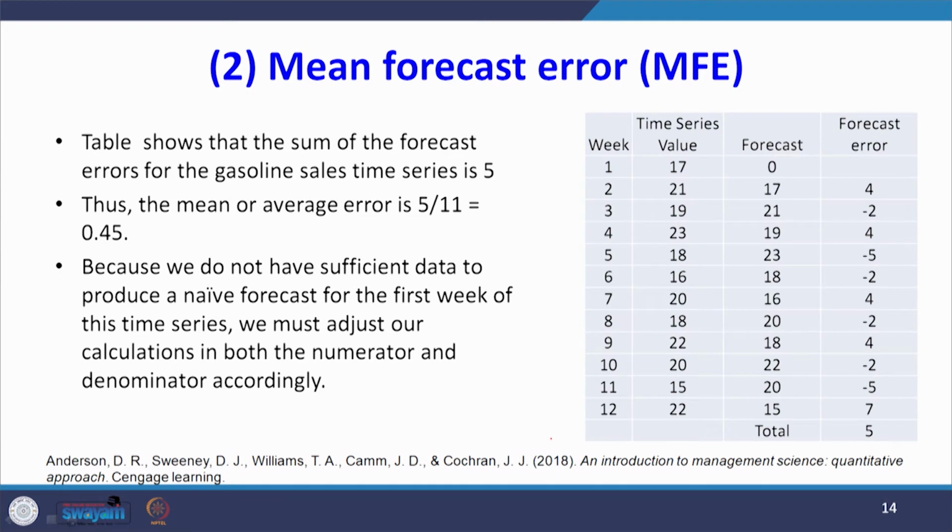The table shows that the sum of the forecast errors for the gasoline sales time series is 5. See, when you add the forecast errors, we are getting a sum equal to 5. So, as per our formula, sum divided by the number of data, here the number of data is 11 because we have forecasts only for the 11 weeks. For first week we are not having. So, when you divide it, we are getting the value 0.45. Because we do not have sufficient data to produce a naive forecast for the first week of this time series, we must adjust our calculations in both numerator and denominator accordingly.